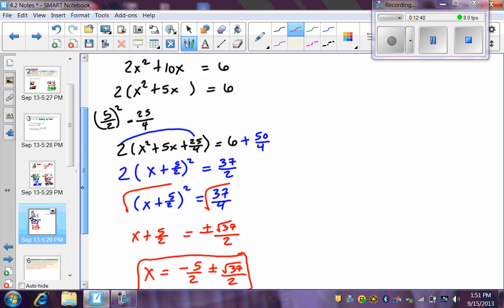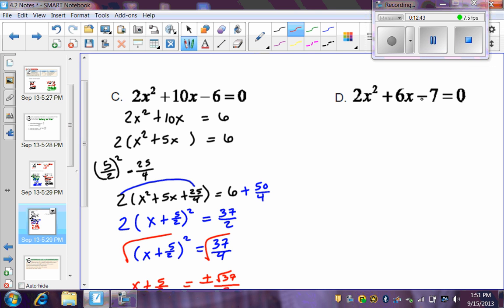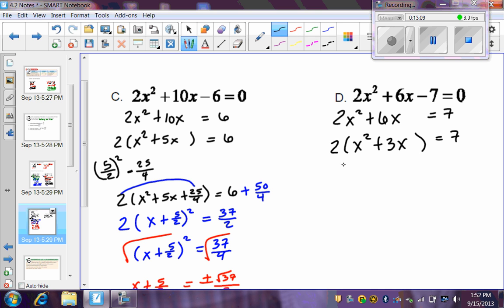Let's try another one. So the first step is to move the constant to the other side. So that gives me 2x squared plus 6x equals 7. Factor out your a. So it's going to be 2 times (x squared plus 3x). Your b is 3, so 3 over 2 would be a decimal, so I don't want the decimal answer, so I'm going to leave it as the fraction and square it. So that gives me 9 over 4.